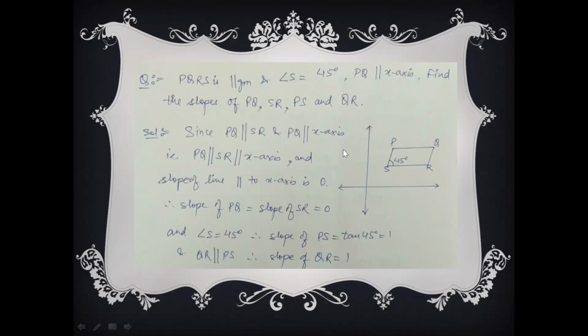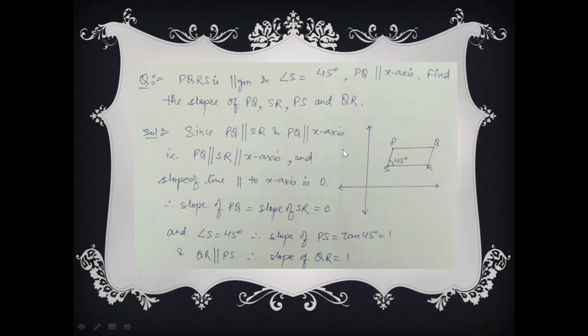Since PQ and SR are parallel because it's a parallelogram, and PQ is parallel to the x-axis, hence PQ and SR both are parallel to the x-axis. When a line is parallel to the x-axis, the slope is 0. So we can directly write that the slope of PQ is equal to the slope of SR, equal to 0, since both lines are parallel to the x-axis. All right.